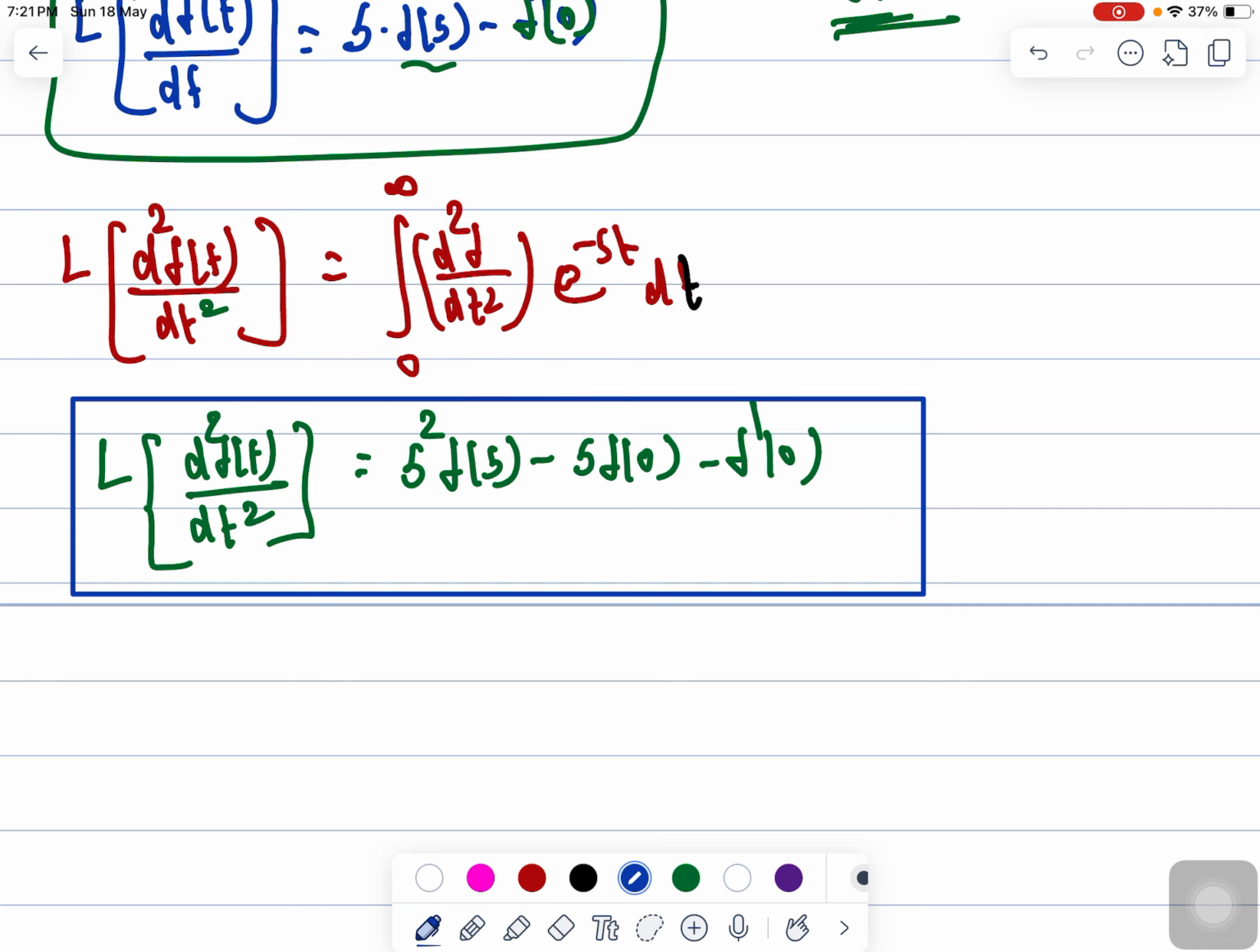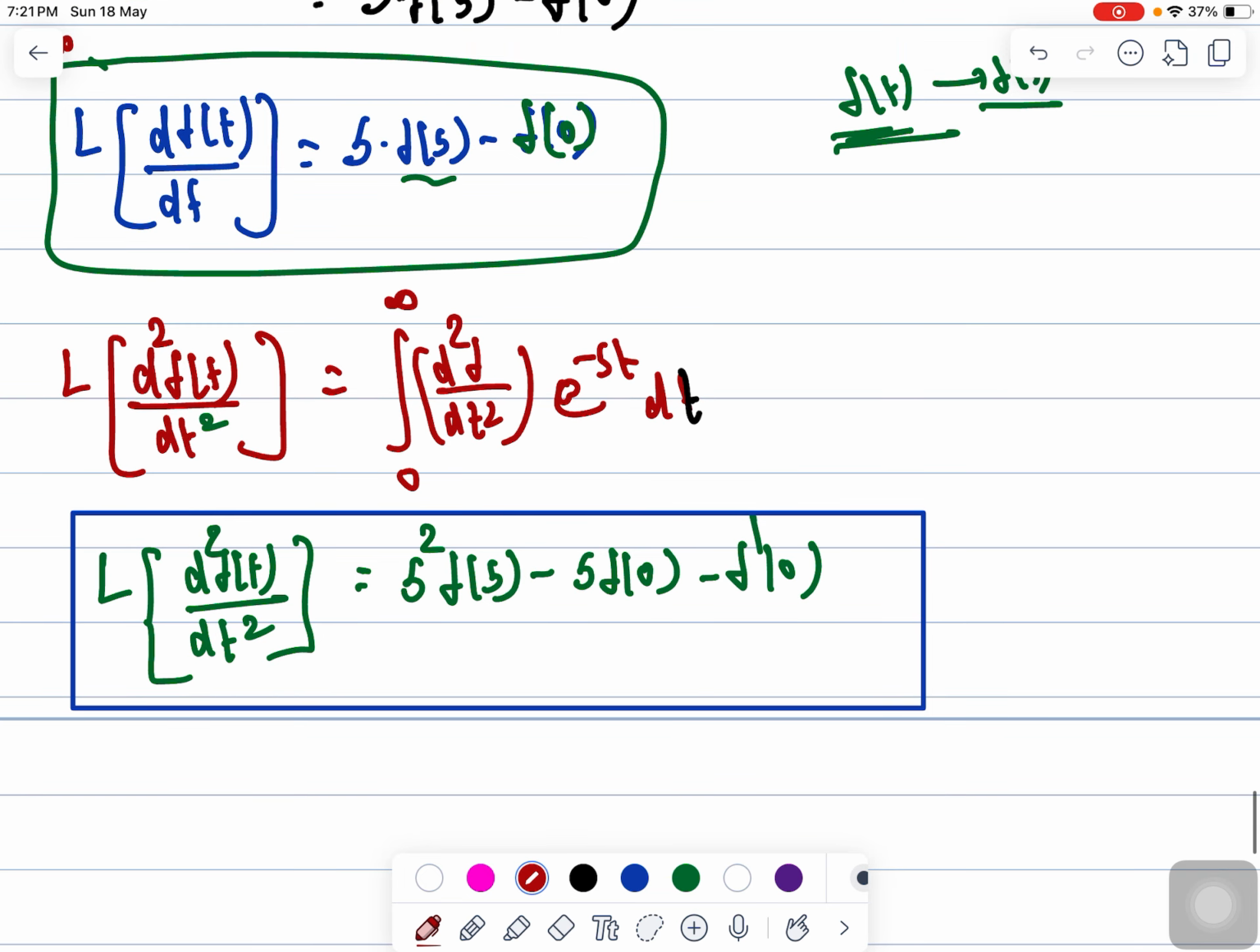Okay, I hope this is clear to all of you. So this is how this Laplace of differential things works. Here you can see there is a trend. If the Laplace of the first order derivative was sF(s) minus f(0), the Laplace of the second order derivative of the function f(t) is s squared F(s) minus s f(0) minus f dash (0). So if you see, there is a trend which is being followed over the differential.